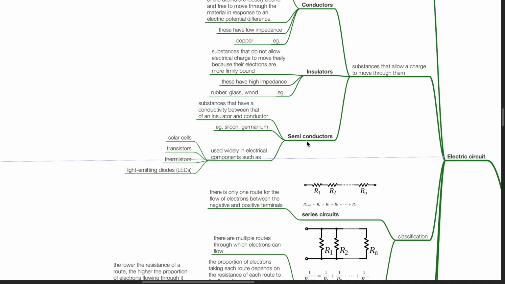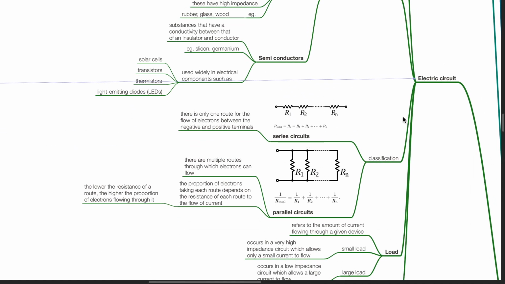Electrical circuits can be classified as series circuits and parallel circuits. In series circuits, there is only one route for the flow of electrons between the negative and positive terminals. For parallel circuits, there are multiple routes through which electrons can flow. The proportion of electrons taking each route depends on the resistance of each route to the flow of current. The lower the resistance of a route, the higher the proportion of electrons flowing through it.